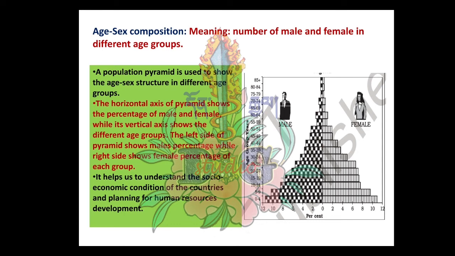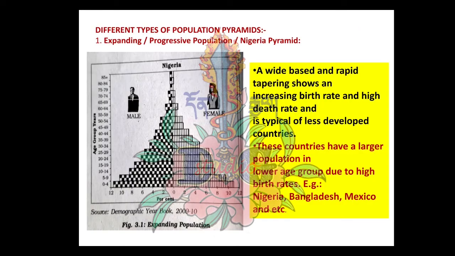In order to explain or know the population pyramid, there are three main diagrams or population pyramids. Different types of population pyramids are used in order to describe the age and sex composition. The first diagram is called the expanding progressive population or Nigeria type of population pyramid. If we look at the diagram, we have a bar diagram. On the male side we have a bar for 0 to 4, and on the female side a bar for 0 to 4. Likewise, these are the overlapped bar diagrams.